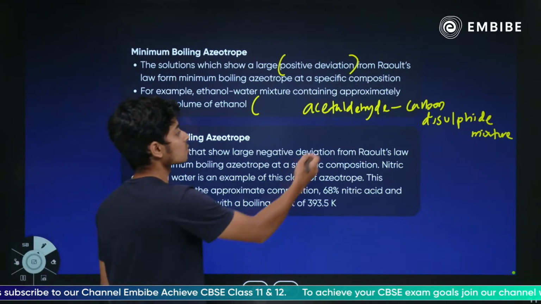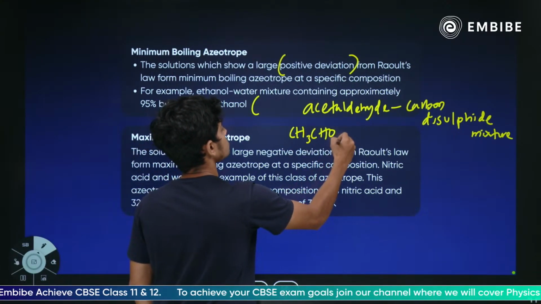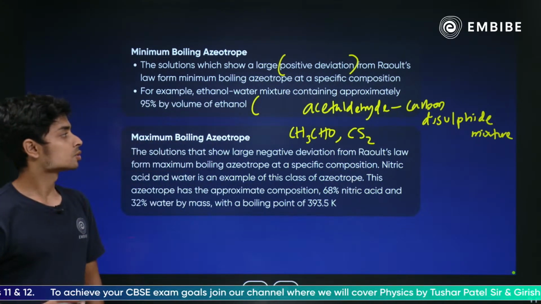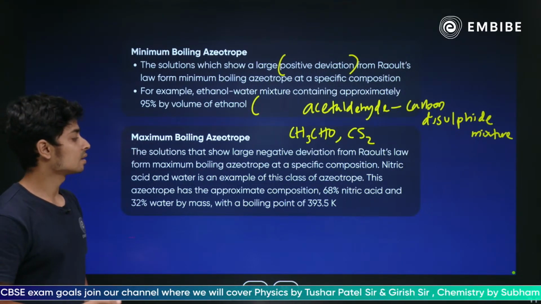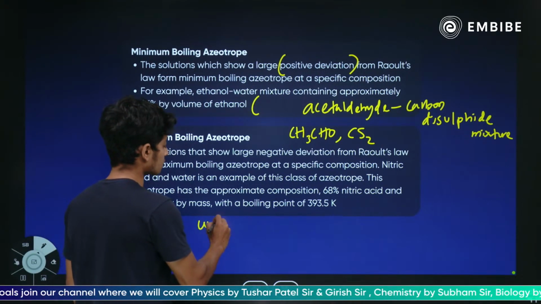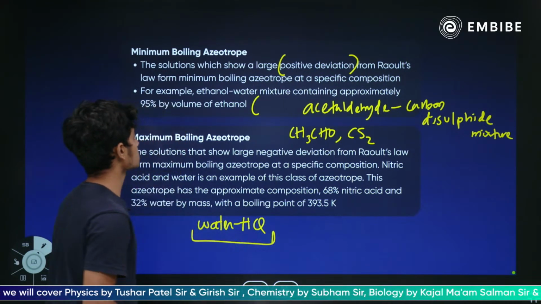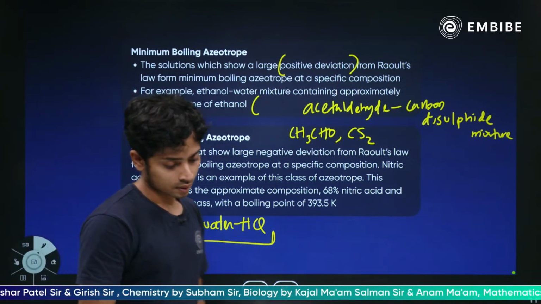So your acetaldehyde is CH3CHO, and carbon disulfide is CS2. If you mix both of them, you should get a minimum boiling azeotrope at a specific composition. Similarly, if you take water and HCl, it should give you a maximum boiling azeotrope at a specific composition.